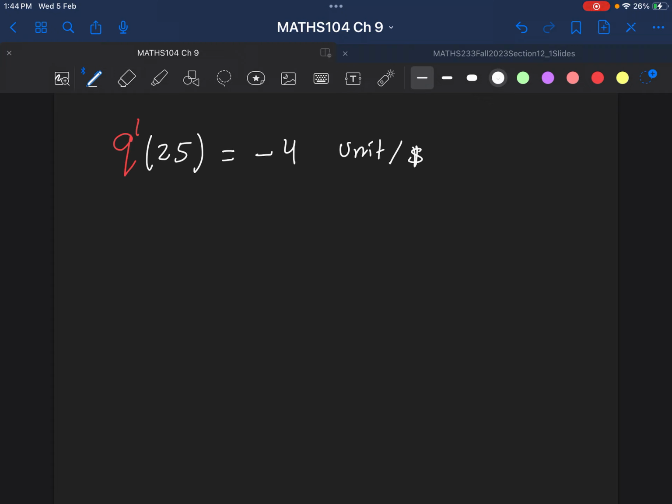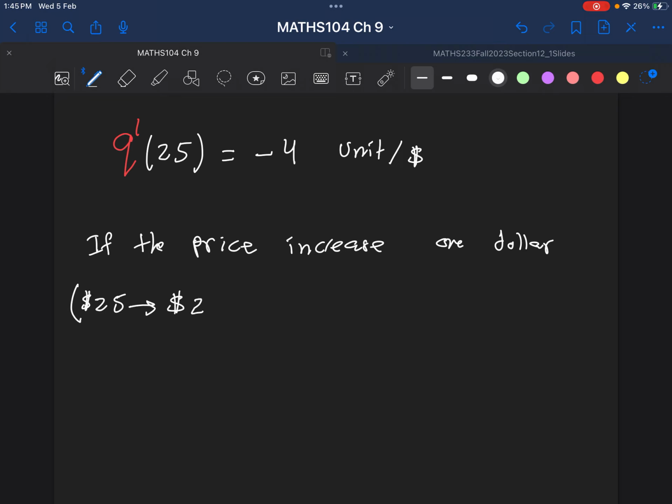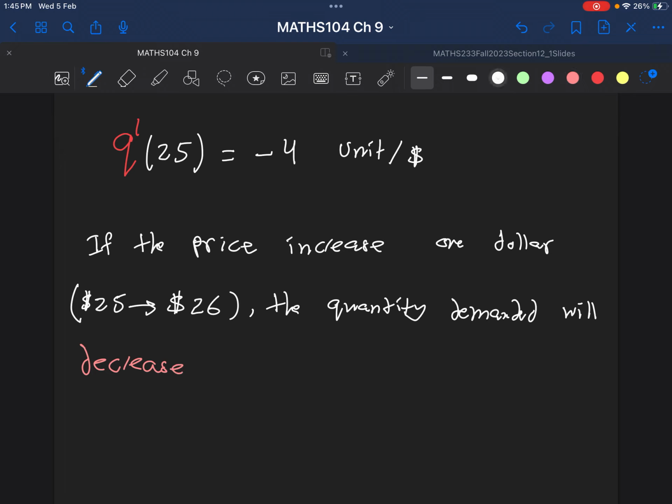Now, what does this mean? It means if the price increases $1, which means increasing from 25, if we say we will make our product, instead of selling it for $25, I will start selling it for 26, the quantity demanded by the people will decrease by 4 units.